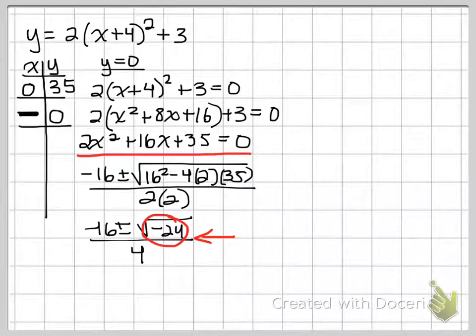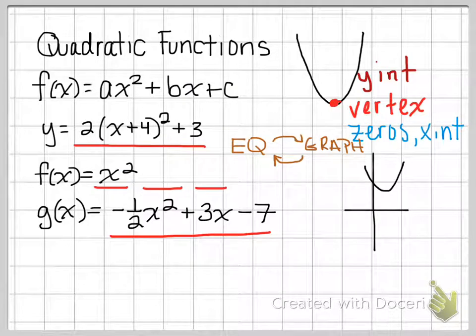Let's just go back to the previous page for a moment. And what is it that we wanted? Look on the right-hand side of the page. We wanted the y-intercept, we wanted the vertex, and we wanted the zeros. Well, we've got the y-intercept and the zeros, and there are no zeros, so we're going to look for the vertex now. So let's go back.